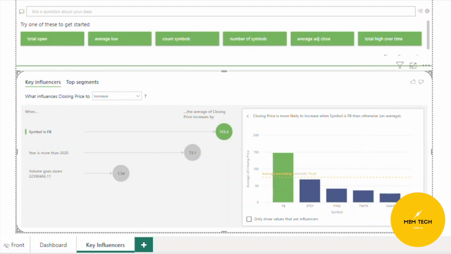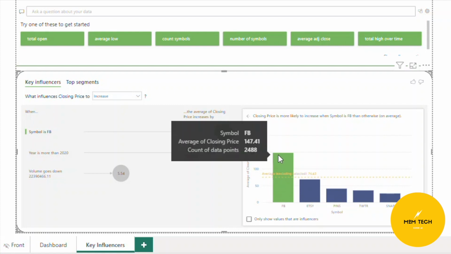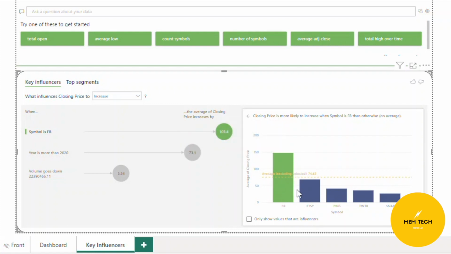Once you do that, no coding required, it's able to tell you what caused, based on its observations of all the data, what causes the closing price to increase. Well, if the symbol is Facebook and it's after 2020 and the volume is lower by a certain amount, then it's more than likely going to have an increased closing price. That makes sense because of the skew. Look how large the difference is between the average closing price for Facebook and its next competitor, which is Etsy.